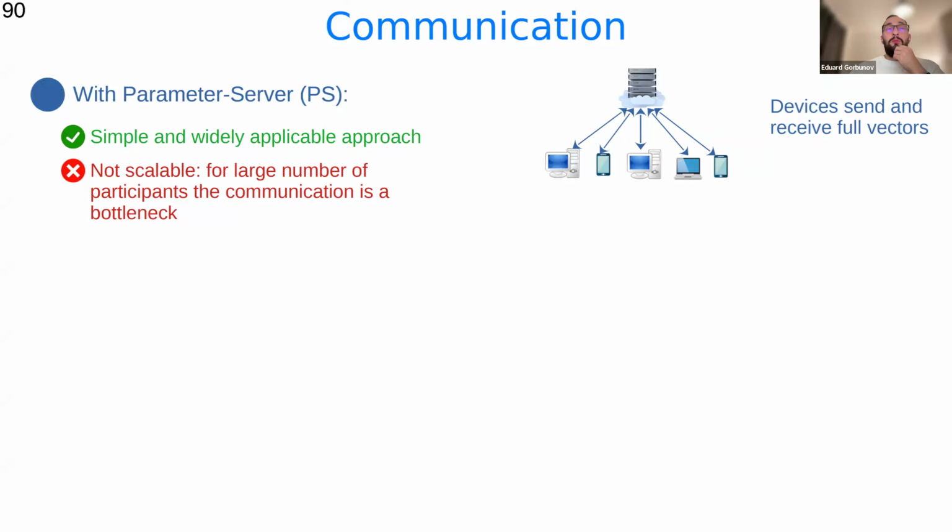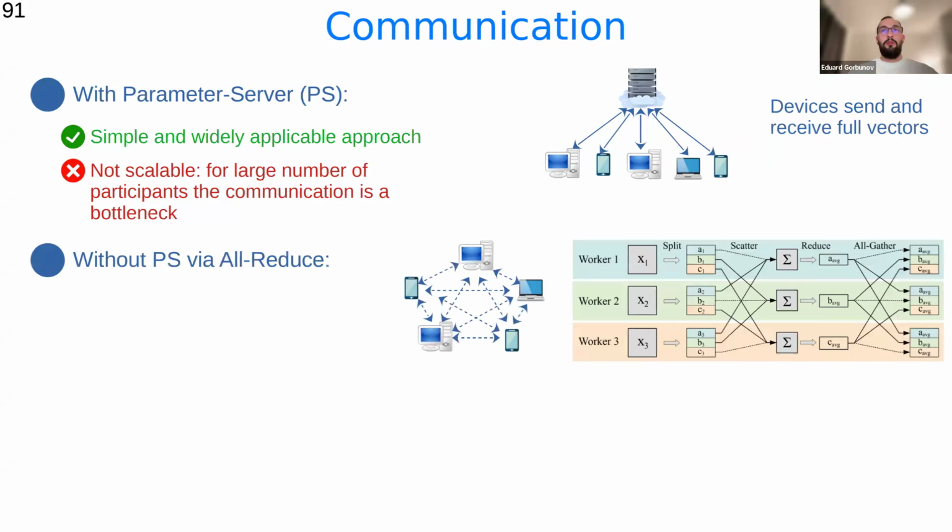As I said, the parameter server architecture is simple and widely used, but not scalable, meaning that if you have a large number of workers, the communication is a bottleneck. There exist various approaches to address scalability. For example, one can use all-reduce, for example butterfly all-reduce. Here it is explained schematically. What is the main limitation here? The limitation is that a server needs to receive and send n vectors at each step, meaning that this machine is overloaded.